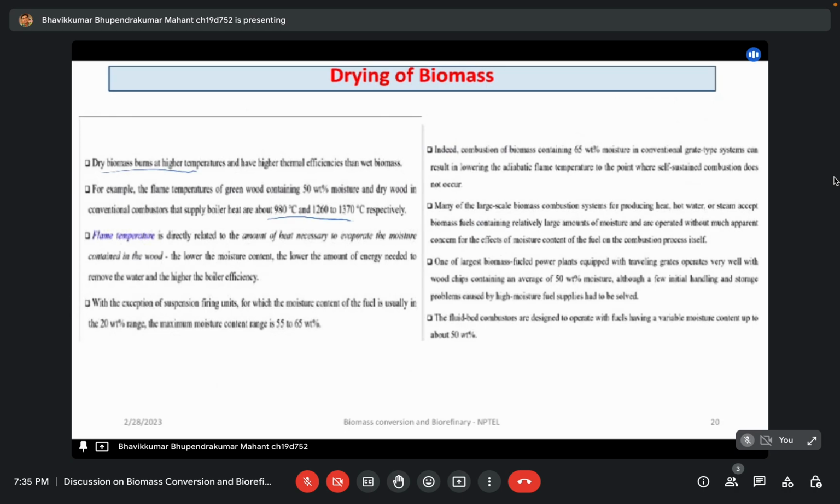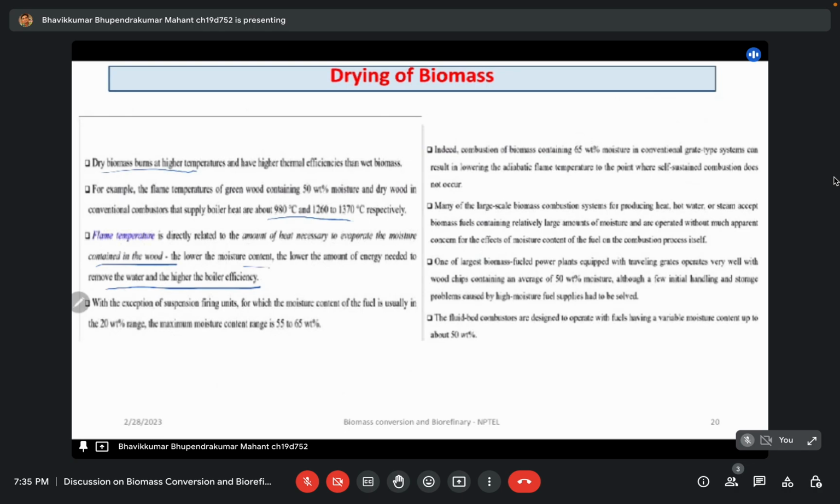Flame temperature is the temperature, the amount of heat necessary to evaporate the moisture content in the wood. The lower the moisture content, the lower the amount of energy needed to remove the water, and the higher the boiler efficiency. So it is the amount of heat necessary. How much heat is required to evaporate the moisture content? If you have lower moisture content, the lower amount of energy is needed to remove the water, and it has a higher boiler efficiency.